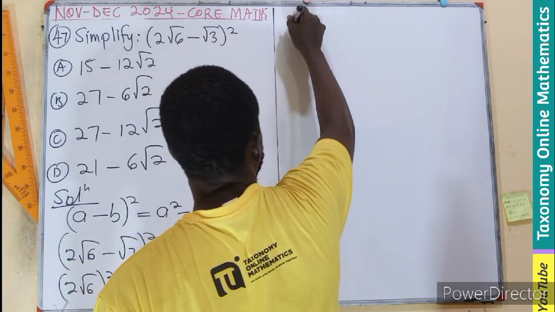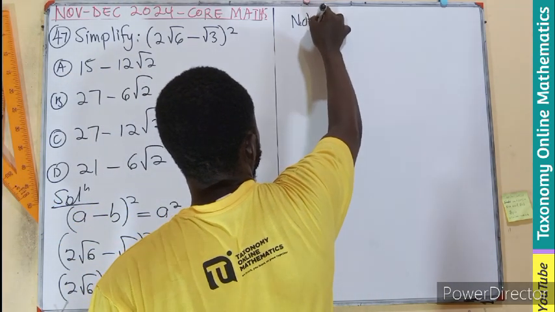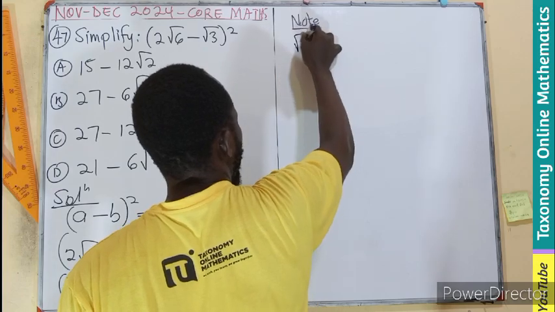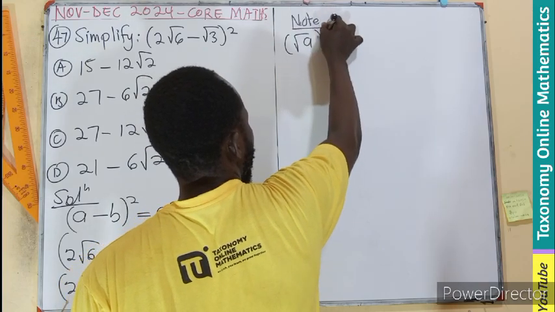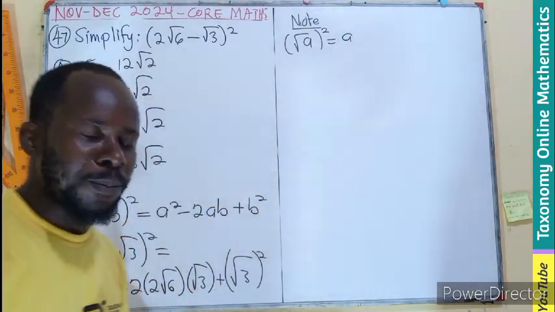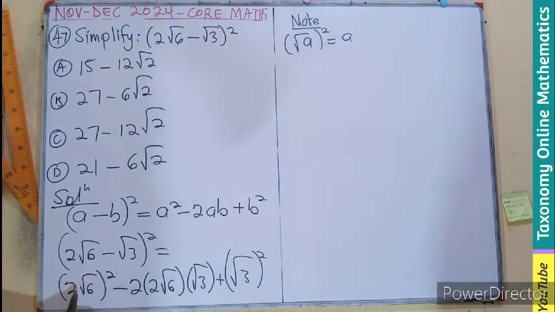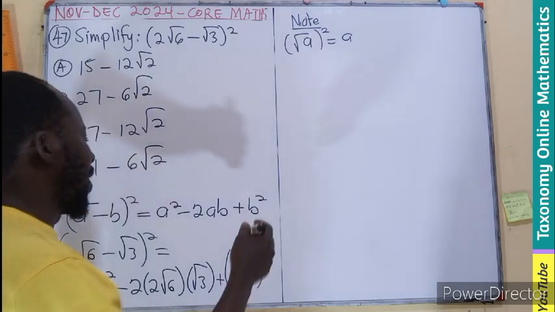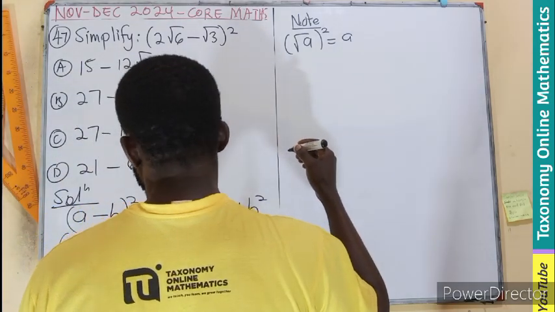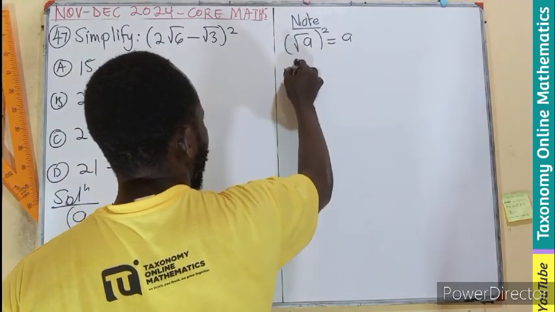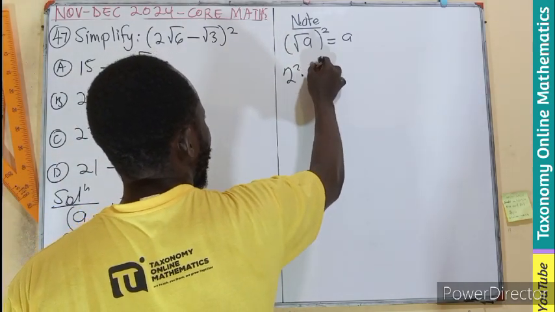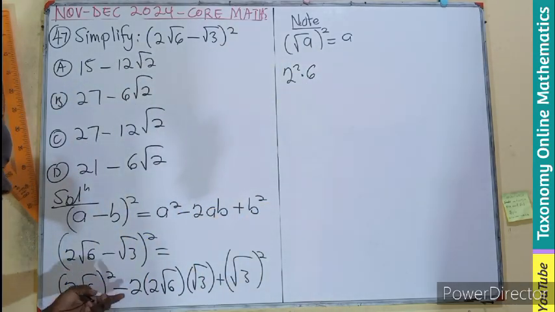This is rational and irrational, so the square affects the rational and at the same time affects the irrational. Remember, if I have (√a) all squared, it is just going to be a. So in the case of this, if I square 2√6, that will be 2 squared times 6, and that will give you 24.